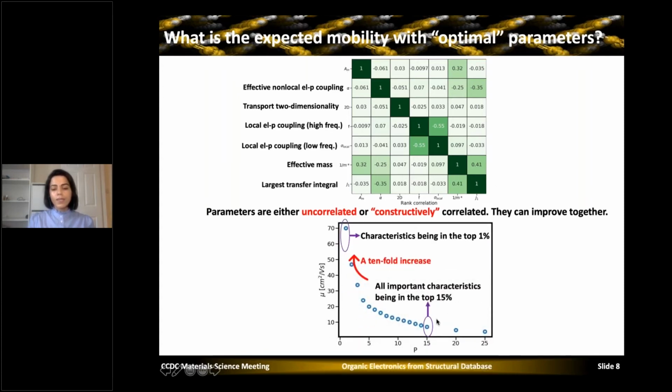As you can see here, by setting these characteristics in their top 15 percentile, we can achieve a mobility of around 7 centimeters squared per volt second. And we observe a 10-fold increase by pushing these important characteristics to their top 1 percentile. So in some way, this 70 centimeters squared per volt second can be considered as the largest possible mobility in this materials class. So I'm pretty sure now you are wondering, how can we improve these parameters, to set them in the top 15% or 1%?